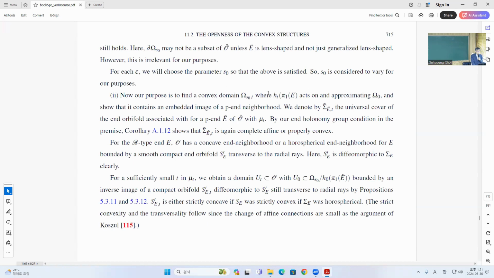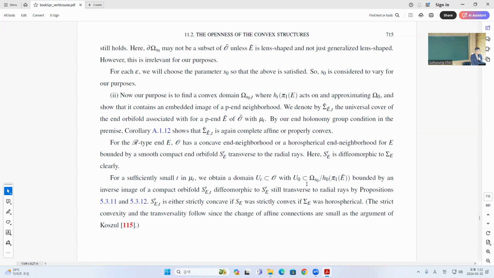So you want to find the next, the deformed ones, omega 0t. So this one acts on approximating this. I mean, maybe I forgot S0 here. Then we denote by sigma tilde et the universal curve of the end orbifold of the end with this mu t. So we are working on R type only here now. So you can always get these.